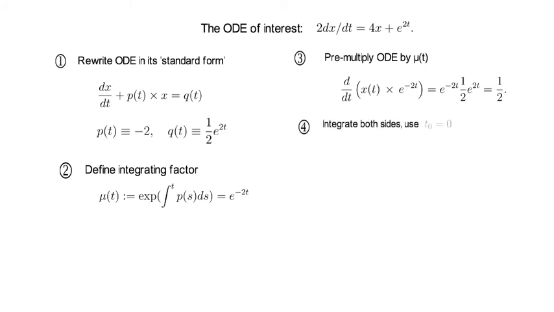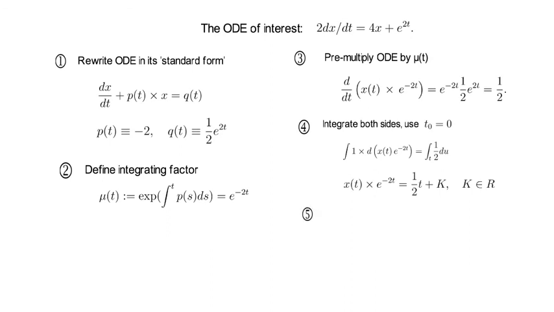Now you integrate both sides and we use that t0 equals 0. So the left integral will simply be the integral of d of x(u) e to the minus 2u, and the right integral is 1/2 du integrated up to t. So the integral of the left hand side is then simply x(t) times e to the minus 2t plus an integrating constant. On the right hand side, the integral will be 1/2 times t plus also an integrating constant. I merge both integrating constants into the k.